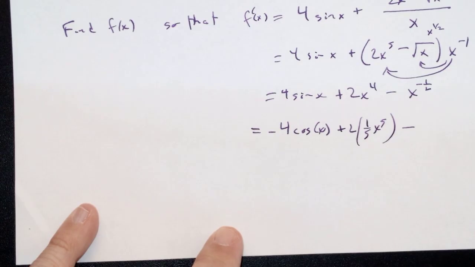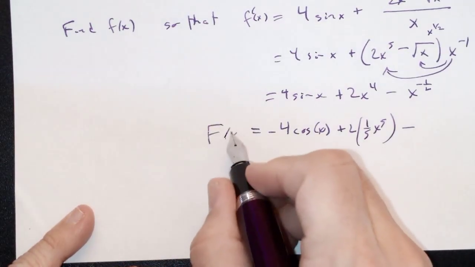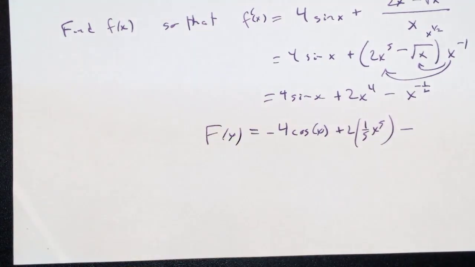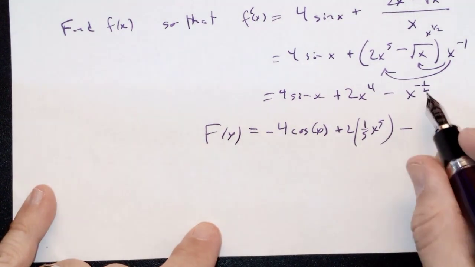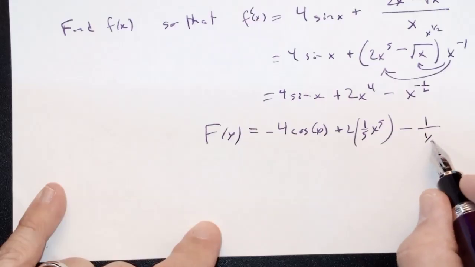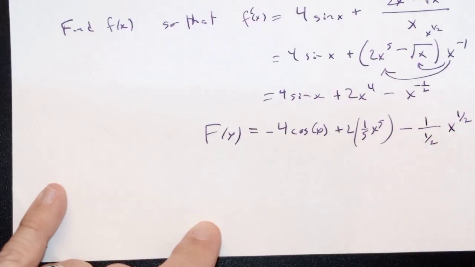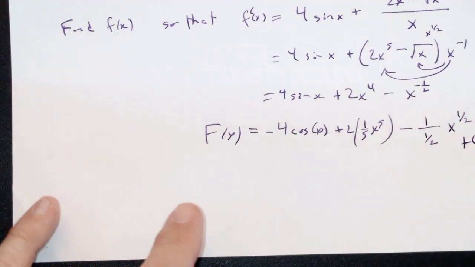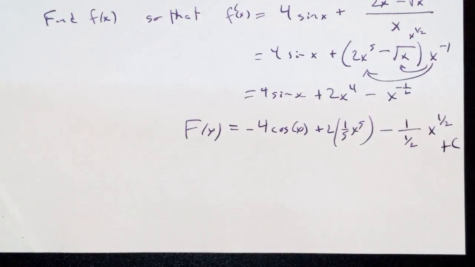And here, negative 1/2 plus 1. Yes, but I'm doing the antiderivative, going the other way. The derivative of minus cosine is what gives me sine, so I got to go the other way. Negative 1/2 plus 1 is positive 1/2. So I get 1 over 1/2 x to the 1/2. And then on the very end, a big plus c.